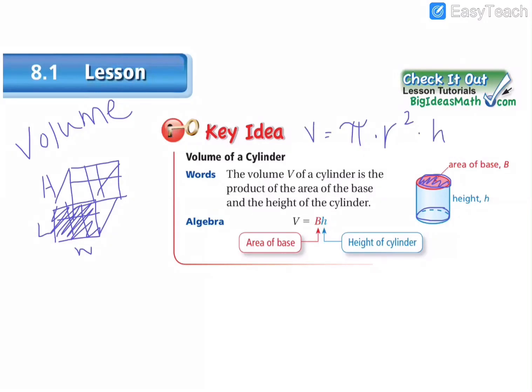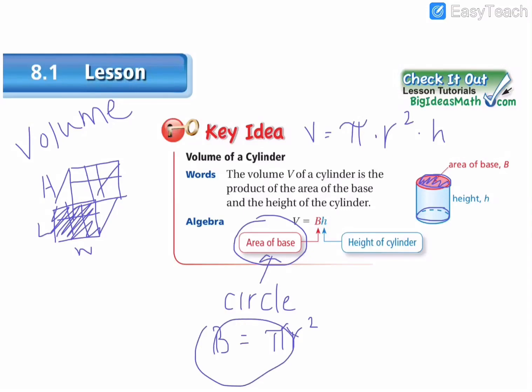So notice that this formula says big B. Well, that's the formula for any 3D shape. The volume of whatever it is would be the area of the base. So in this case, since it's a circle, we would replace the big B with pi r squared. So putting it all together, inserting that B in this spot here would be pi r squared times h.